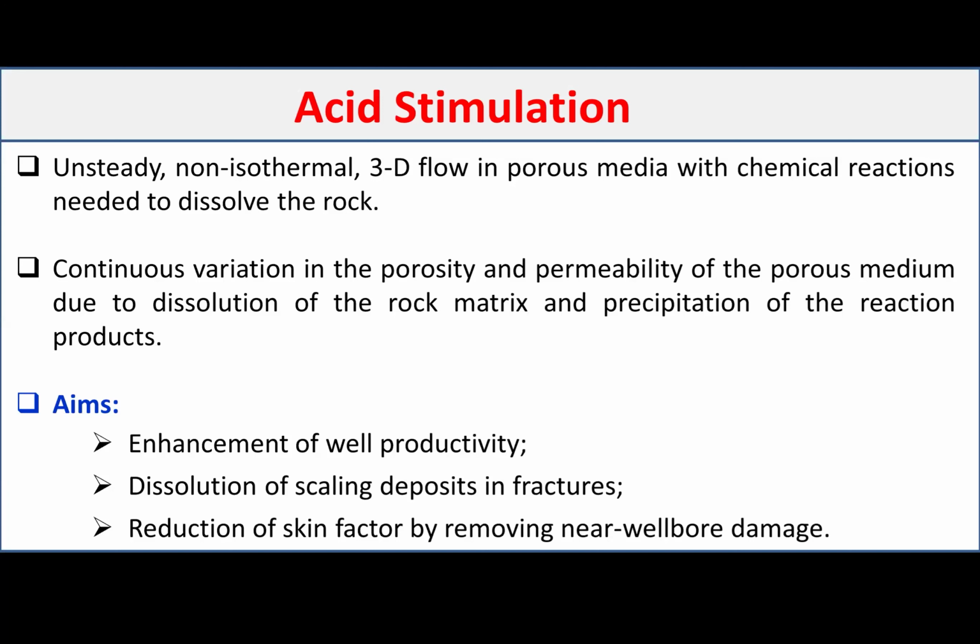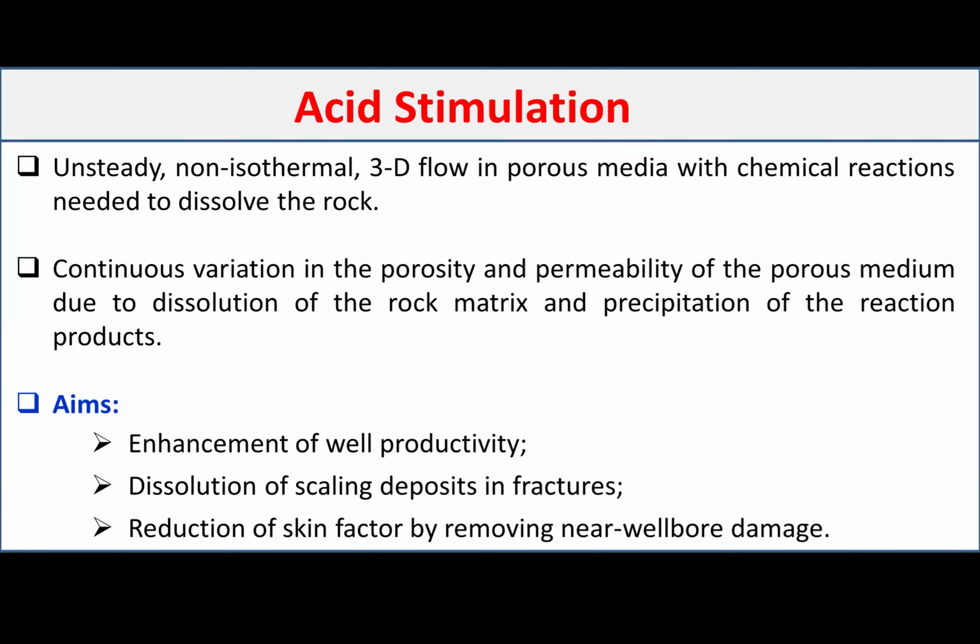However, we're talking about a reaction, and if you have a reaction, you have reaction products. Some of them can be soluble in water and some cannot. The part that is not soluble in water will precipitate, which does the opposite: it reduces the porosity and permeability. Hopefully, by the end of the acid treatment, the amount that we dissolve will be much higher than the amount that we precipitate, ending with a higher porosity and permeability.